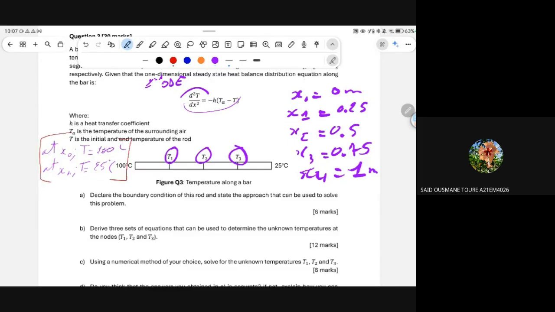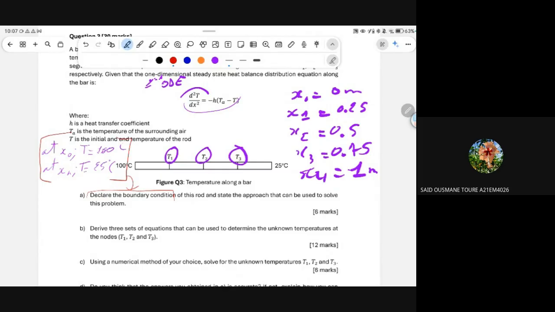This is the boundary condition. So, okay, it's already here. Declare the boundary conditions is already here. That is right. Now, state the approach that can be used to solve this problem. They mentioned only one.